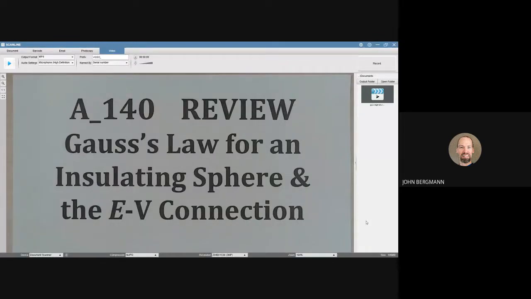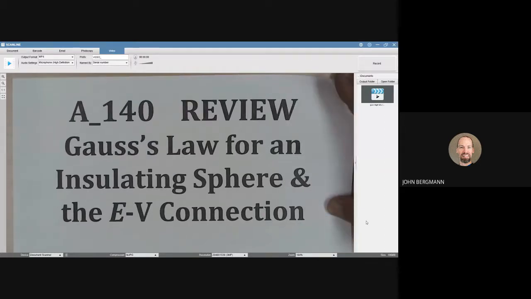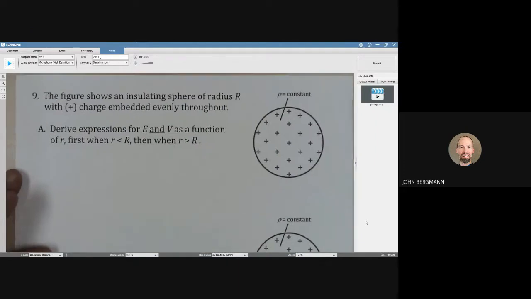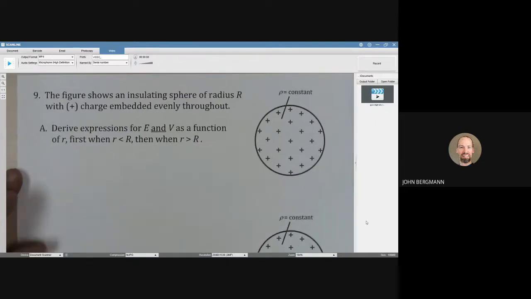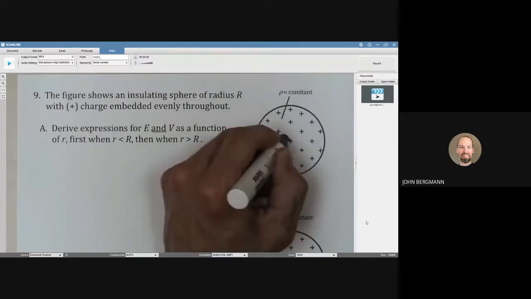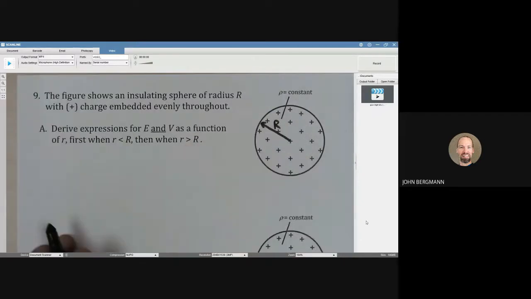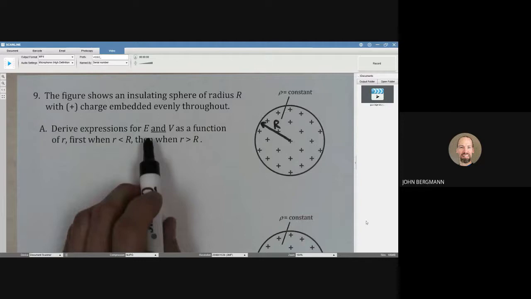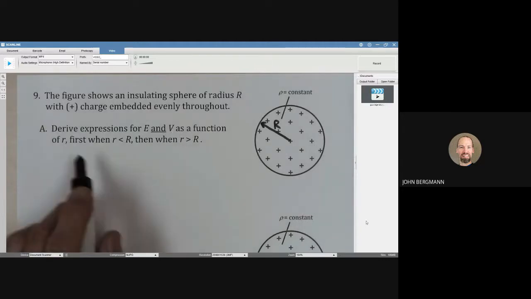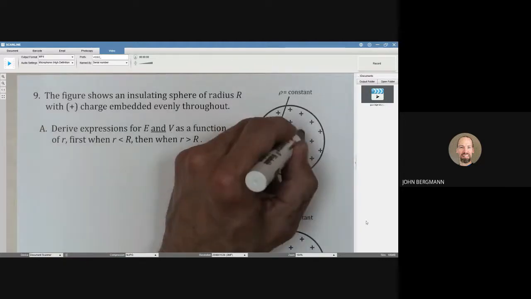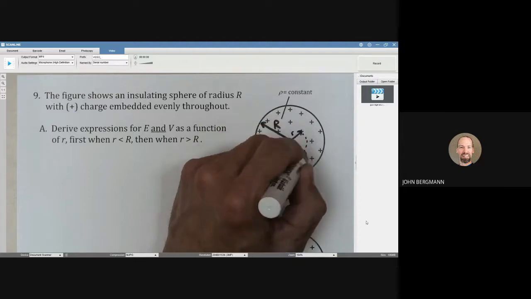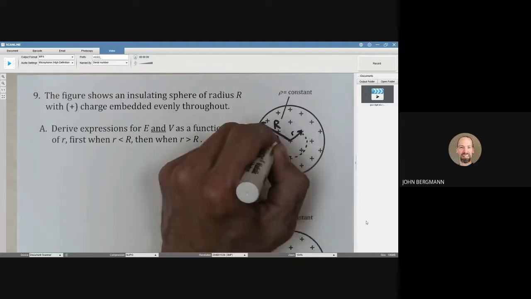Let's review by doing a Gauss's law problem for an insulating sphere and then the electric field and the potential connection there. Here we have an insulating sphere of radius big R and positive charge embedded uniformly throughout. And we want to derive expressions for the electric field and the potential as a function of little r, first when little r is less than big R, and then later when it's bigger.